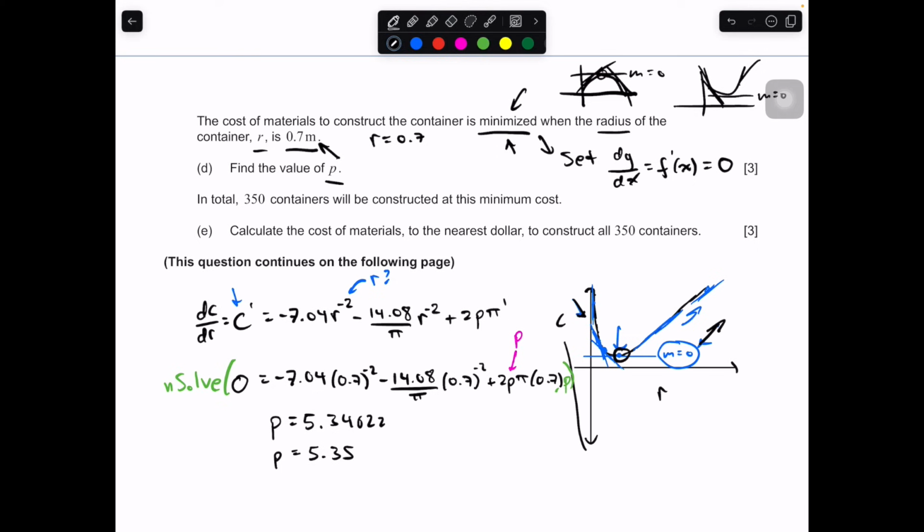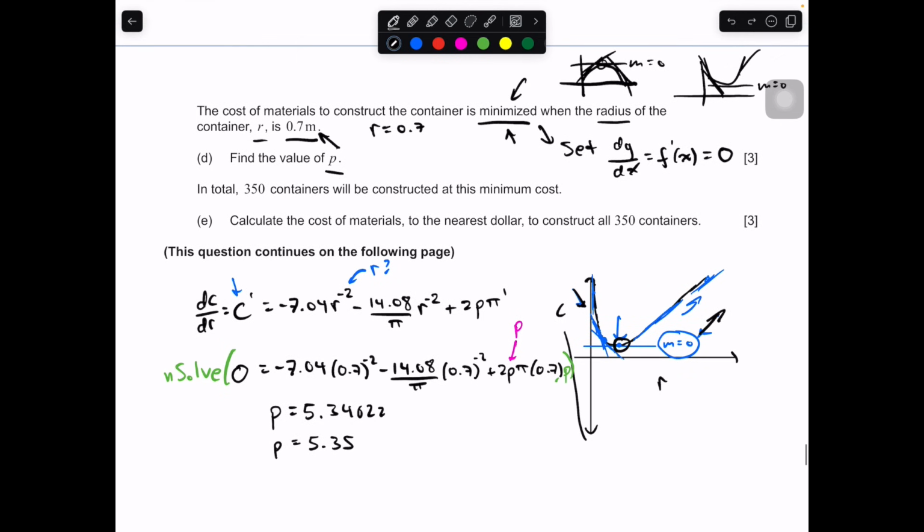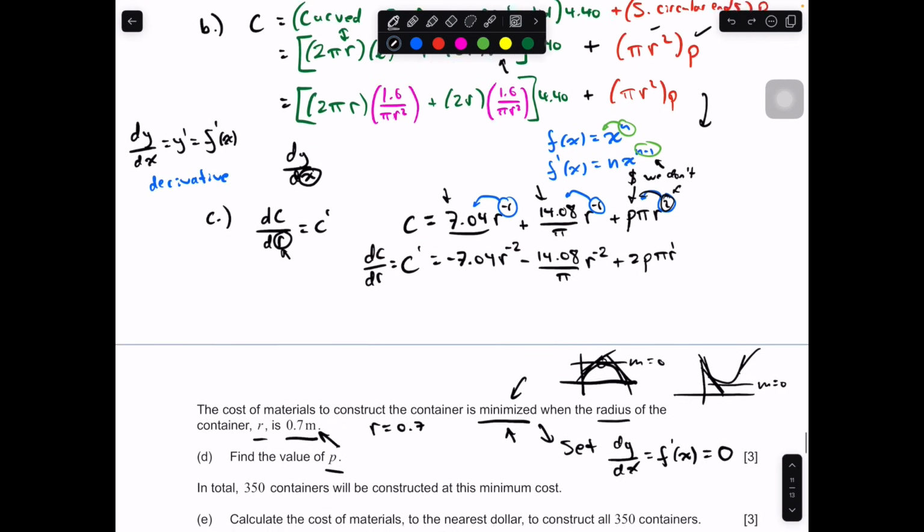Let's go on to question E. In total, 350 containers will be constructed at this minimum cost. Calculate the cost of materials to the nearest dollar to construct all 350 containers. Okay. So this is actually an interesting question. Calculate the cost of the materials to the nearest dollar to construct all 350 containers.